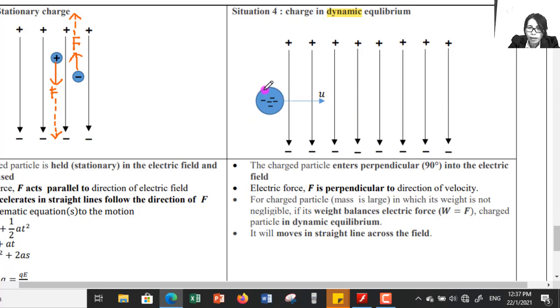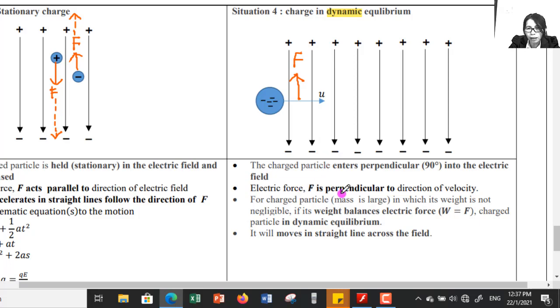So once the negative charge enters the electric field, dia rasa electric force. Dia rasa electric force ke mana? Dia charge negatif, so dia akan attract ke plate positif. So, upon entering the electric field, dia rasa electric force F upward.